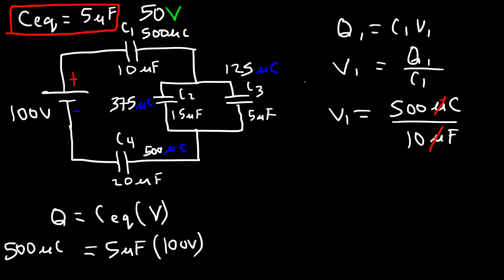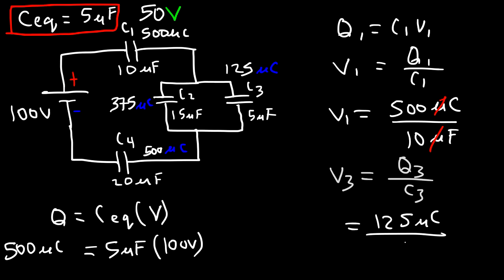Now let's calculate the voltage across C3. So V3 is going to be Q3 over C3. The charge is 125 microcoulombs divided by 5 microfarads. So 125 divided by 5 will give us a voltage of 25 volts.